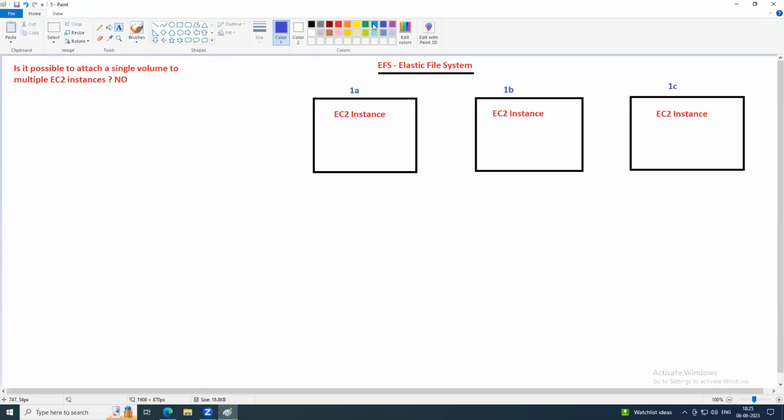Each EC2 instance has its own volumes. Yes, it has its own root volume. It can also have its own additional volume, correct? Everyone has their own volumes.